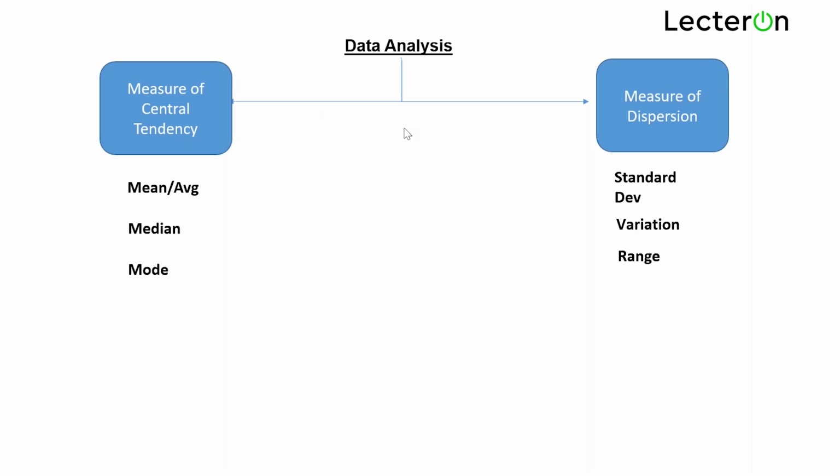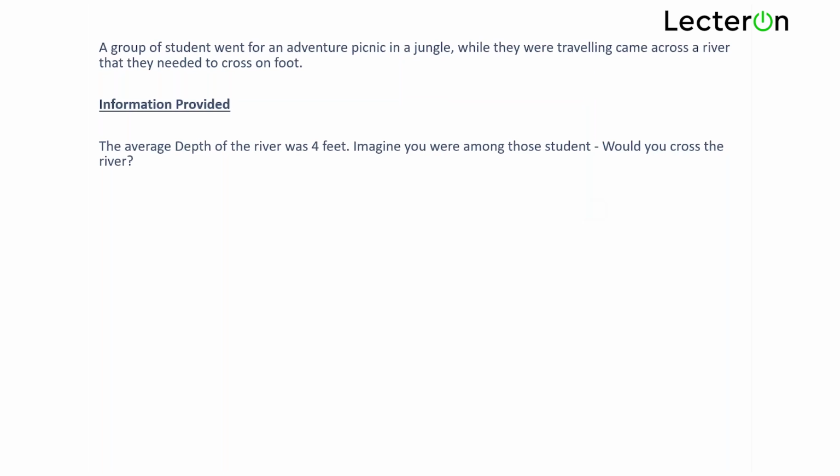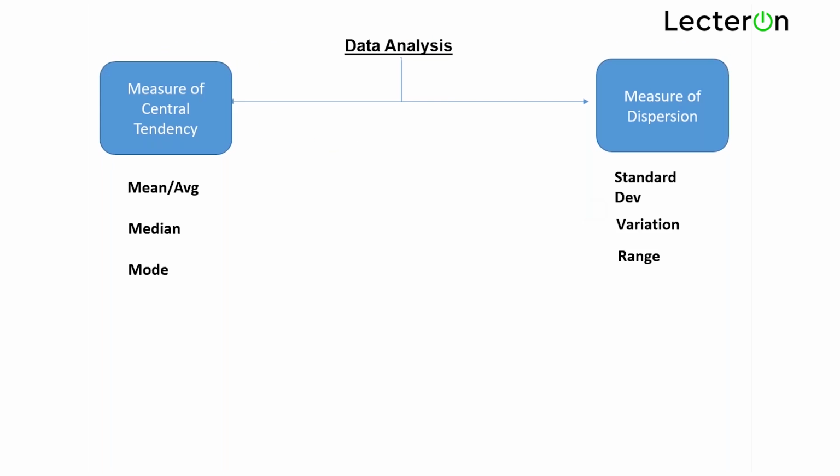But if you club it with a measure of dispersion, you can actually get a meaningful representation, a meaningful interpretation out of the data. So what is measure of dispersion? How distributed, how spread my data is. As we mentioned, there are three measures: standard deviation, variance, and the range. Okay, let's look at what standard deviation is.